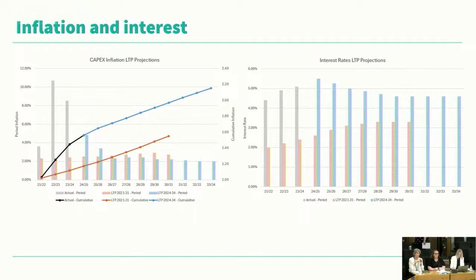Actual inflation between financial year 21-22 and 23-24 was significantly higher than what was allowed for in the LTP due to the impact of COVID-19 on the global economy. The higher levels of inflation for a longer period of time have contributed to an increased capital expenditure program. And then similar to inflation, the council's cost of borrowing has remained higher than allowed for in the 21 LTP due to the long-term impacts of COVID-19 on the global economy. And we have finance here to speak to this further if you would like.